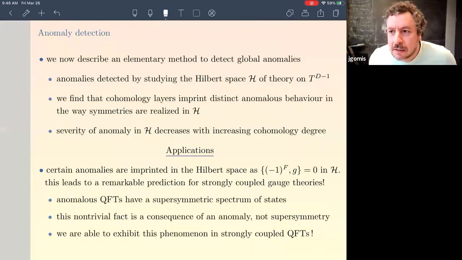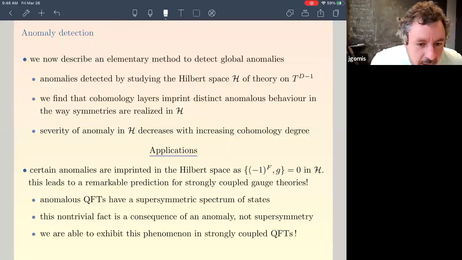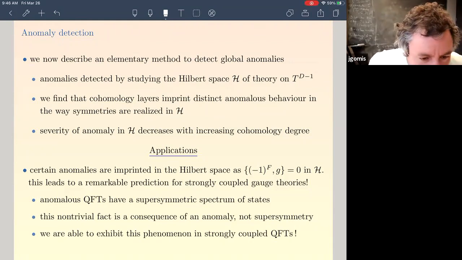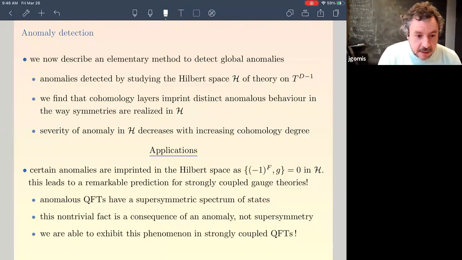Good. Since I'm running a bit low on time, in case I don't have time to describe it in detail, let me tell you some interesting applications of viewing anomalies from this point of view. As I said before, practically any symmetry in a fermionic system has to commute with (-1)^F. But what we will find is that certain anomalies for certain symmetries are imprinted in the Hilbert space of your theory by making the symmetry anti-commute with (-1)^F in the Hilbert space. Of course, it commutes with (-1)^F when it acts on operators, but it will anti-commute with (-1)^F on the Hilbert space.